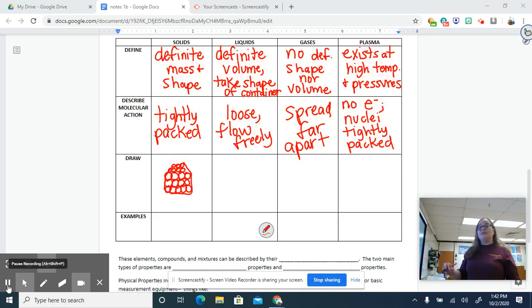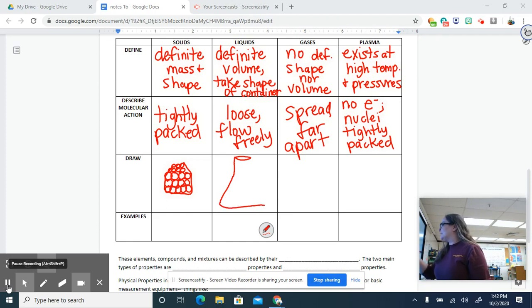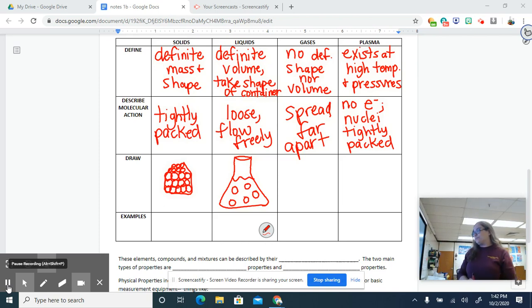All right, for liquids, because we know that it takes the shape of the container, I like to draw a container. My favorite container is the Erlenmeyer flask, which is what that thing is. So that's why I'm using one of those. If you want to use a cup or whatever, that's fine. But just show that the molecules are spread apart and yet contained within the container.